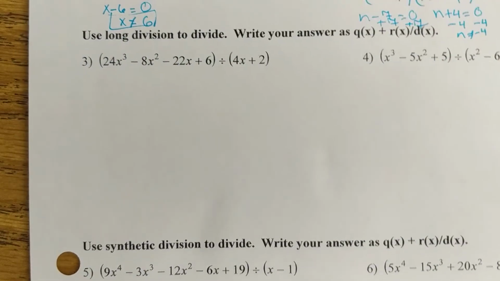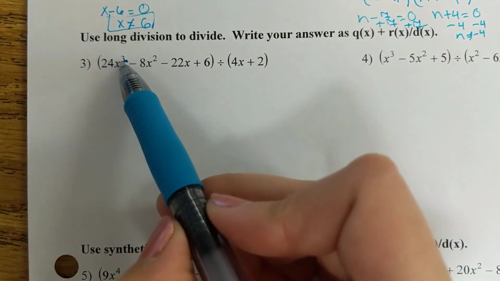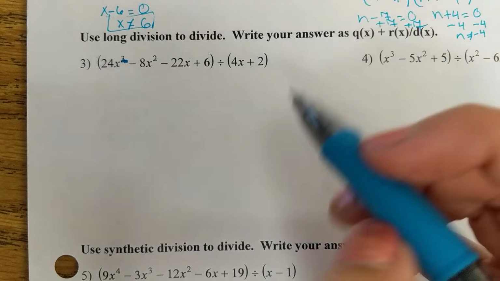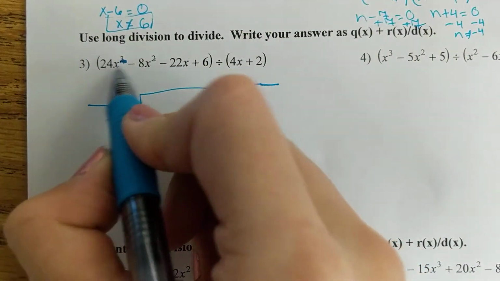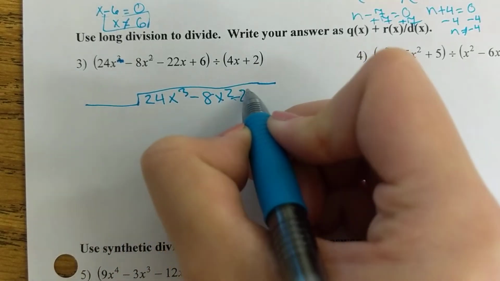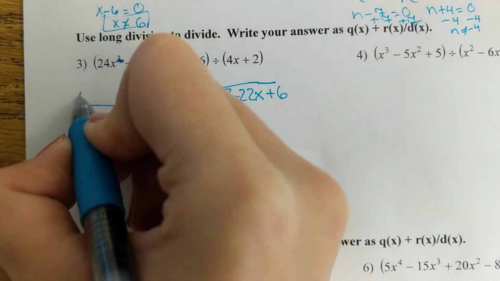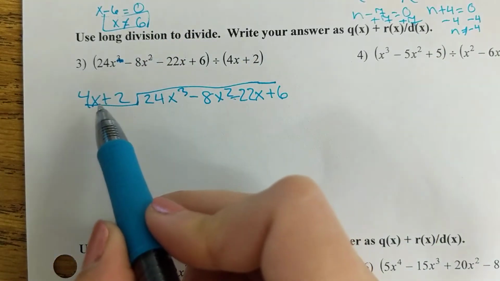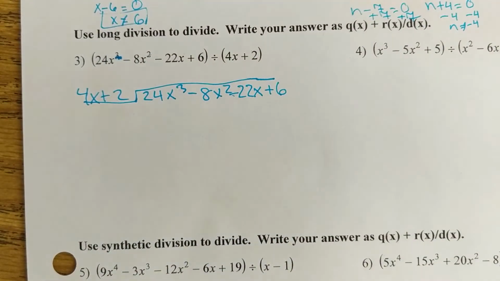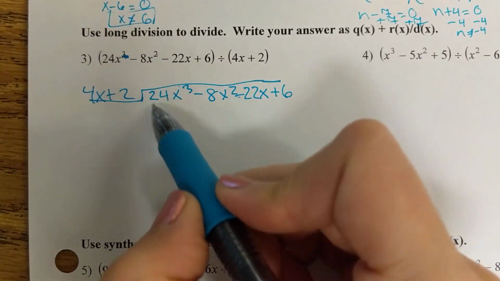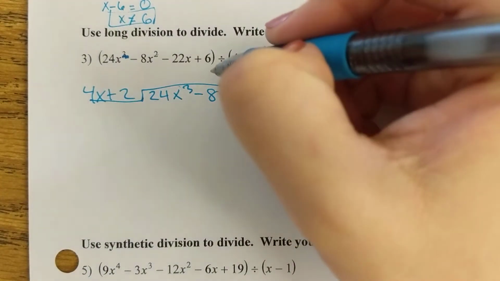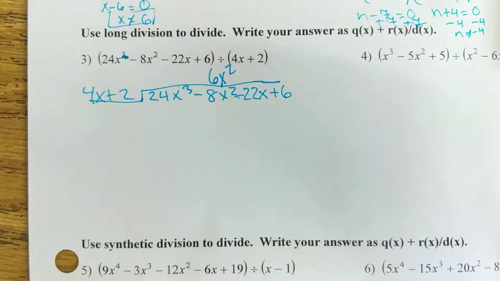All right, use long division. Okay, so the first thing we need to check is to make sure that there are no missing powers. So 3, 2, this is a 1, and this is x to the 0 if there's no x. All right, so we're not missing any powers. The dividend will go inside: 24x cubed minus 8x squared minus 22x plus 6, dividing by 4x plus 2. All right, so the first step is to divide, then multiply, then subtract or add. 24x cubed divided by 4x is 6x squared. So 6x squared needs to go on top of the squared column.